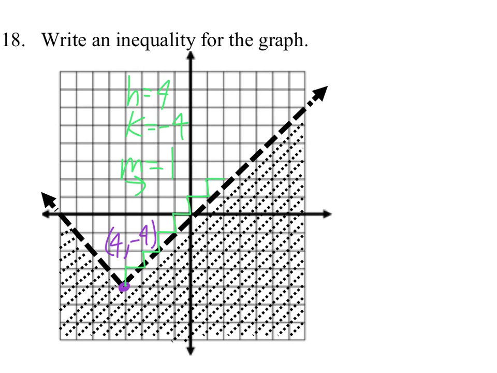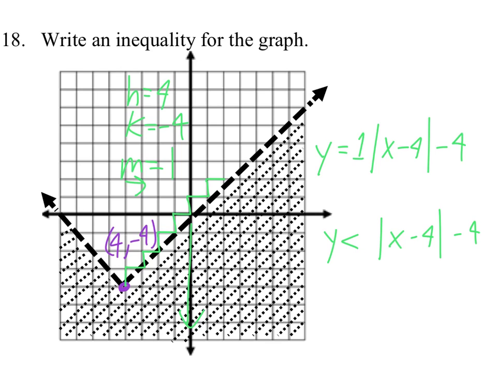So in our absolute value equation, again, I'll just do the equation to start, we'd have 1, which I'm just going to emphasize there, absolute value of x -4, and then -4 for the k. In order to get this to shade down the y-axis, the y would have to be less than the 1. I'm going to drop the 1 this time, x -4 in the absolute value, and then -4 there.